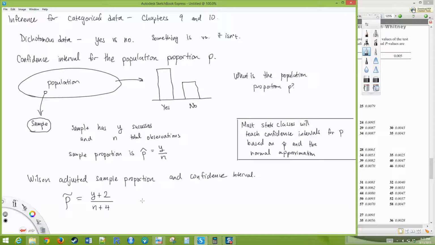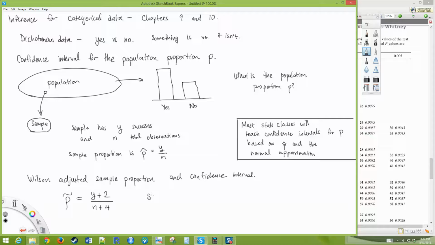The 2 and the 4 come from the fact that we're going to make a 95% confidence interval, and for a 95% confidence interval, our critical value would be 1.96, but we just round it off to 2 and work with that. Okay, so our Wilson adjusted sample proportion is this.